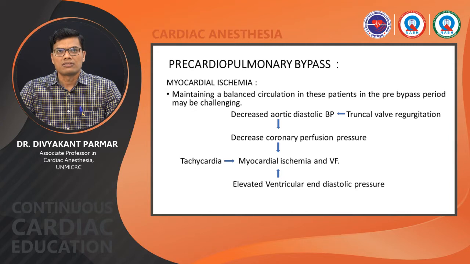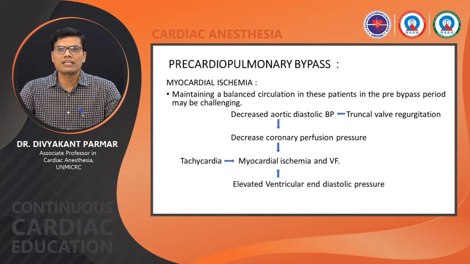Now, in the pre-bypass period, maintaining a balanced circulation in these patients is very challenging. So, chances of myocardial ischemia will be higher during or after induction. The pathophysiology of myocardial ischemia is decreased diastolic blood pressure, which occurs due to the pulmonary overflow that leads to decreased coronary perfusion pressure, while the ventricular end diastolic pressure is elevated due to ventricular volume overload. All these conditions increase the chances of myocardial ischemia and ventricular fibrillation, while the presence of truncal valve regurgitation will exaggerate this decrease in diastolic blood pressure, and tachycardia along with low diastolic blood pressure also precipitates myocardial ischemia.